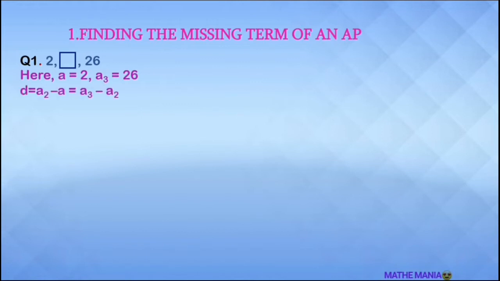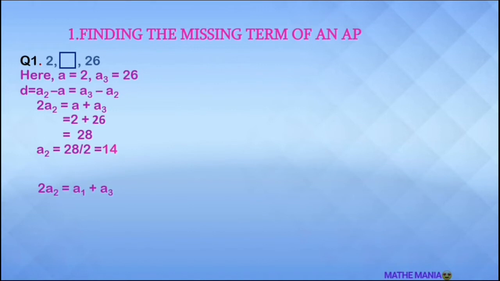So a2 minus a1 is equal to a3 minus a2. On simplifying, I get 2a2 is equal to a1 plus a3. So replacing the value, we get 2 plus 26 equal to 28. Therefore, a2 is equal to 28 upon 2 equal to 14. Children, please remember this formula: 2a2 is equal to a1 plus a3. That means twice the middle term is equal to sum of the other 2 terms. You can apply this formula whenever you are given only 3 terms of the AP.